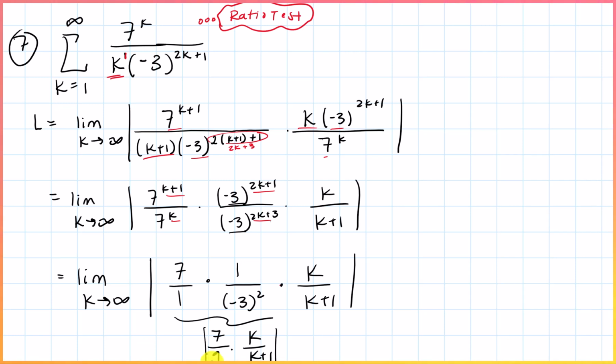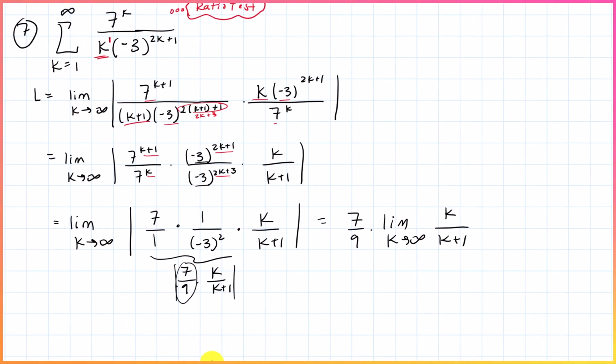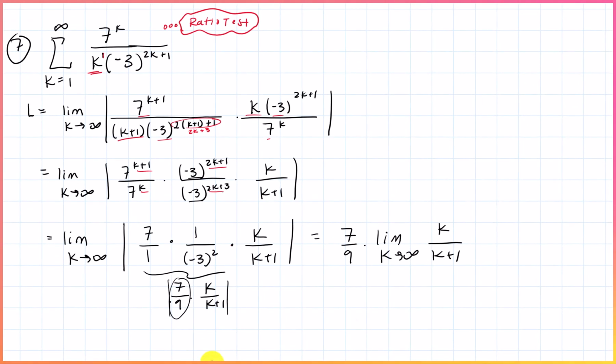This is in absolute value, but we can actually drop the absolute value. And the 7/9 can come outside the limit. So I've got 7/9 times the limit as k is approaching infinity of just k over k plus 1. Those are also both positive terms right there. The numerator and the denominator are both positive, so we could drop the absolute value.